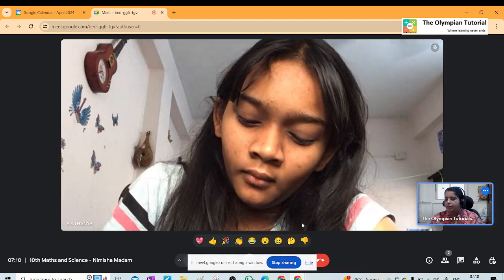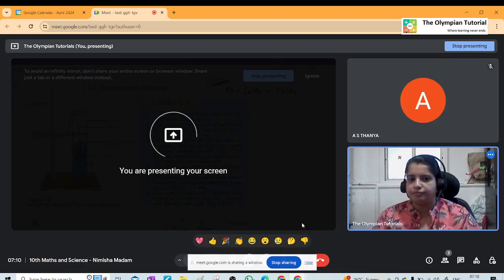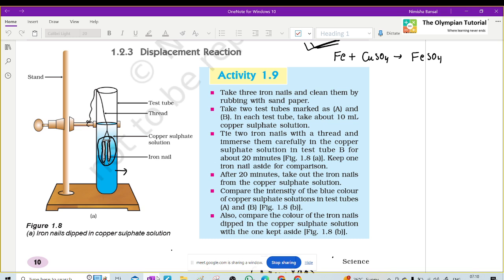Displacement reaction: the chemical reaction in which an element displaces another element from its solution. The chemical reaction in which an element displaces another element from its solution. Have you written?